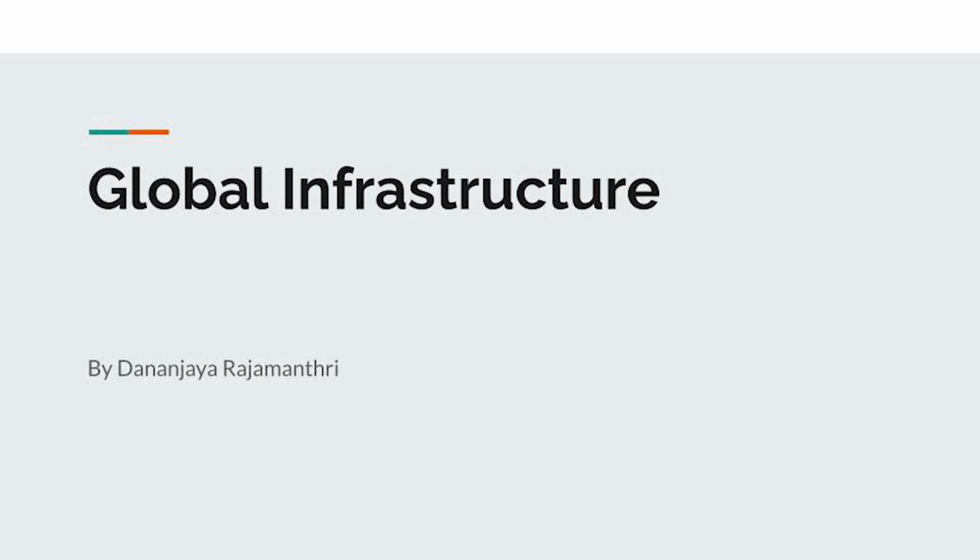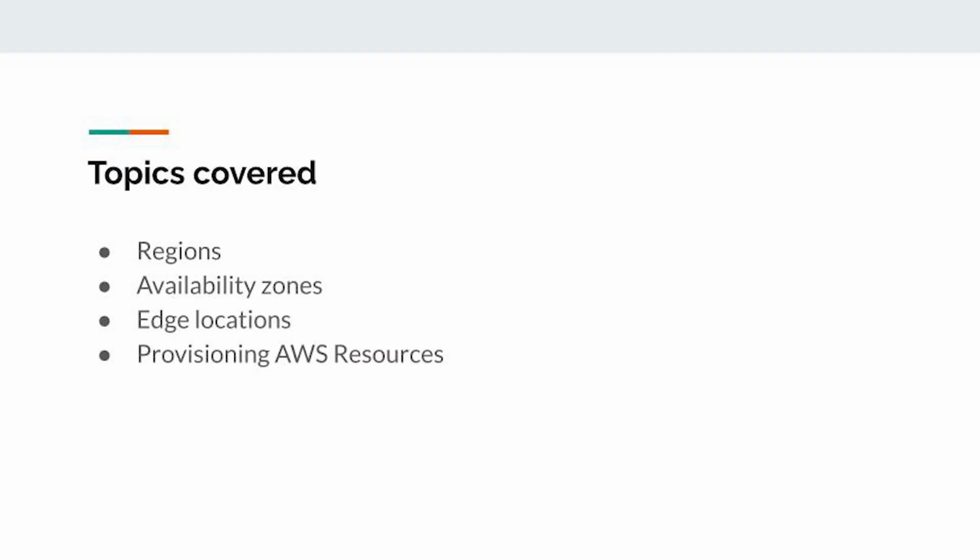AWS Cloud Practitioner Certification, Technology section, Global Infrastructure. Global infrastructure is one of the topics that you are expected to know for the AWS Cloud Practitioner exam Technology section. Under global infrastructure, there are a few subtopics which are regions, availability zones, edge locations, provisioning AWS resources.